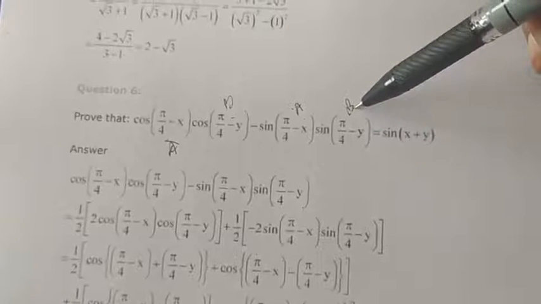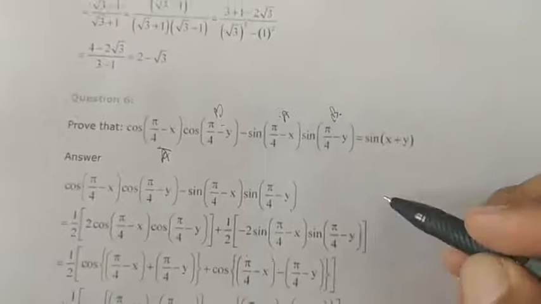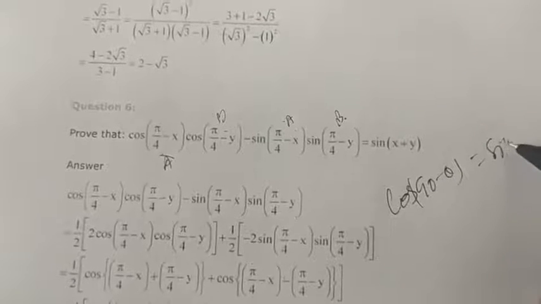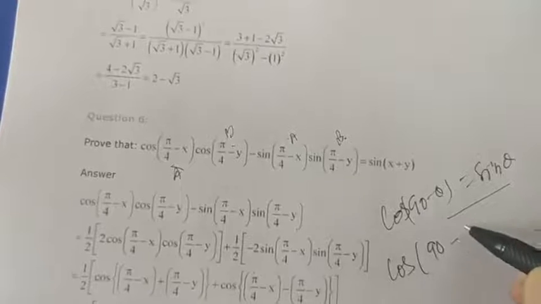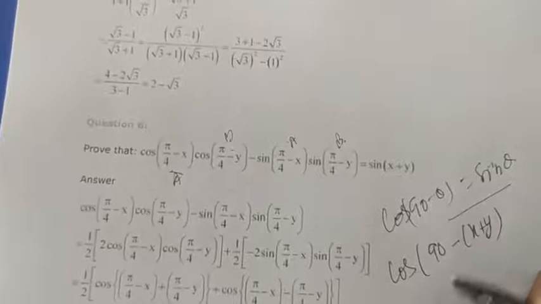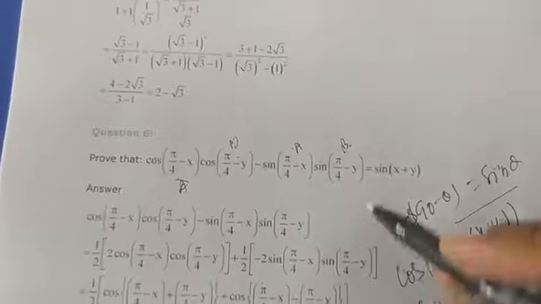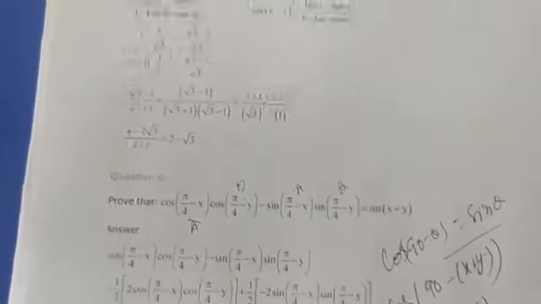Then you will get cos(90 − (x + y)). Cos(90 − θ) will be sin θ. This is the formula. You will get cos(90 − (x + y)), that will be sin(x + y). No need to do this with a long method. Just put it in the direct formula. Right? Next.